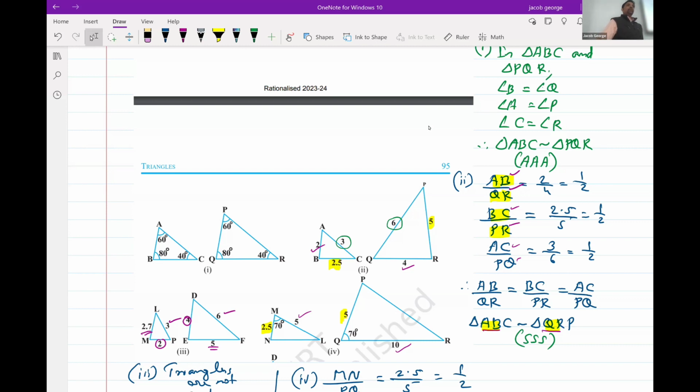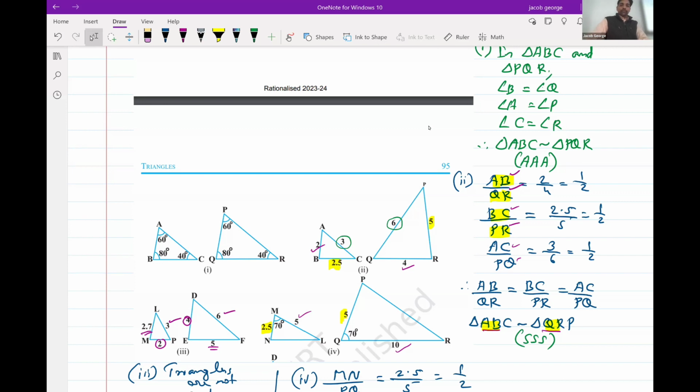Okay, they are similar. Now when you write the name, we start with this one, ABC. Then what is the angle equal to A? P. So we can start with P. So what is the correct name order? PQR. Can you see that writing? Triangle ABC is similar to triangle PQR. Nikhil, what is the similarity criteria? AAA similarity criteria. Is it clear?